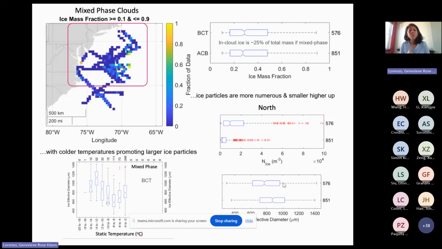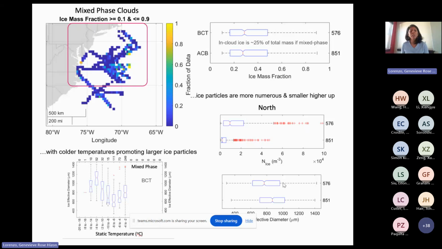Aside from just looking at the spatial distribution, we also used the cloud level data, the below cloud top data and the above cloud top data. On the right, the box plots show that the below cloud top data has more ice, and that there are smaller and more numerous ice particles in the north. So that's a basic overview of what we're seeing.